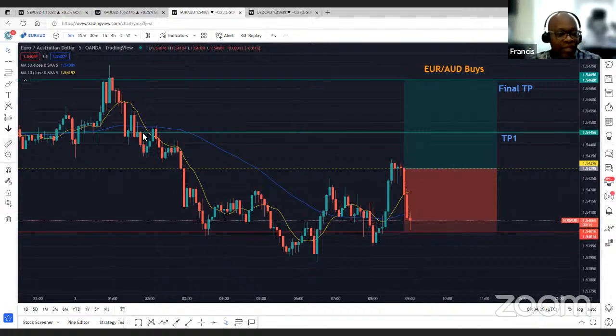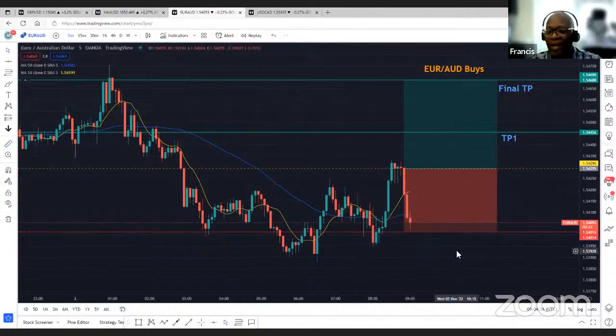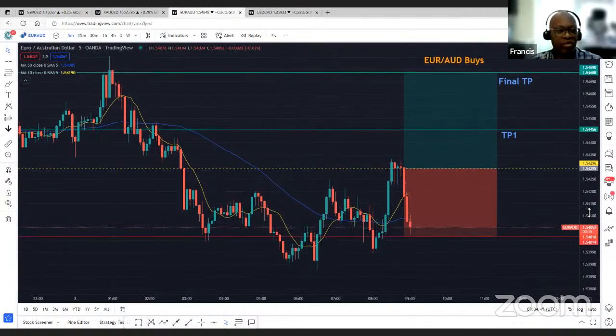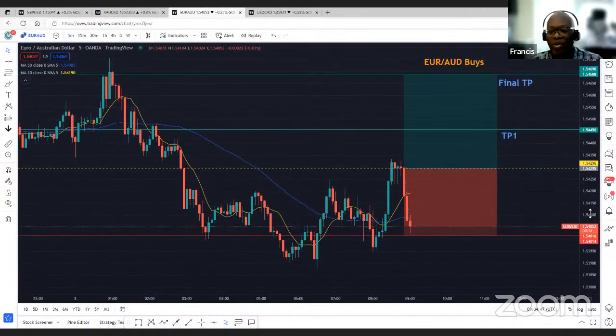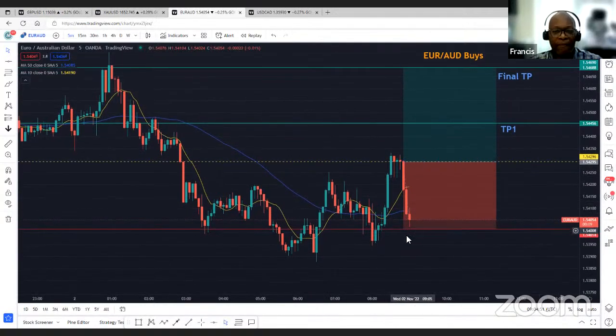Like I say, I am tempted to move my stop loss, but I rarely do that, guys. You don't want to get into the habit of moving your stop loss. Initially when you do your analysis, make sure you are clear as to where you want to come out, and stick to it.